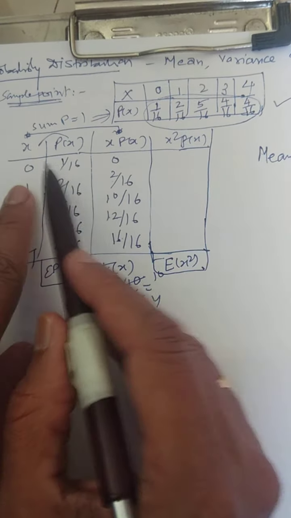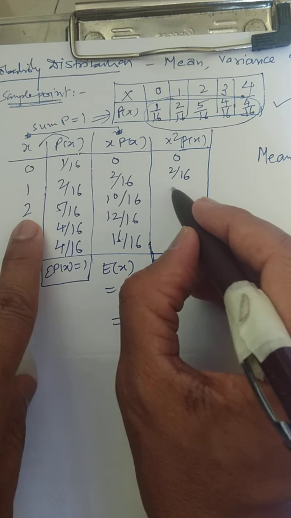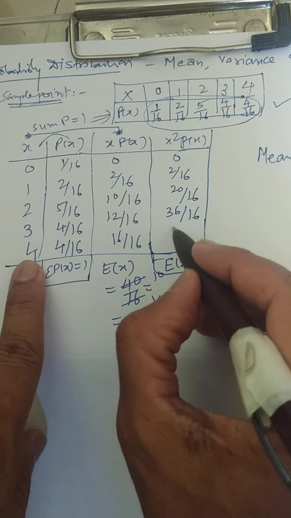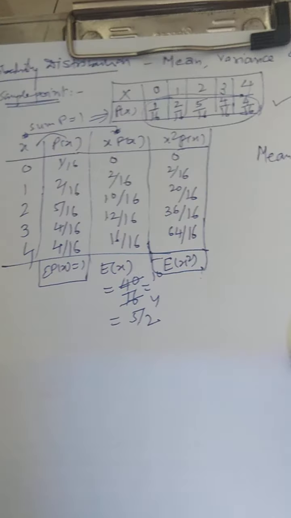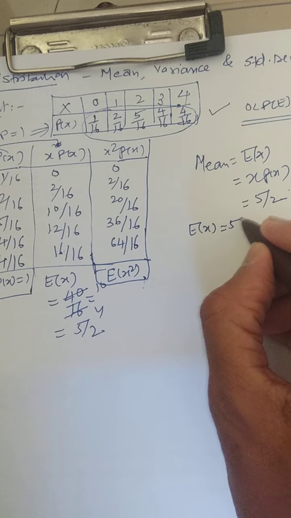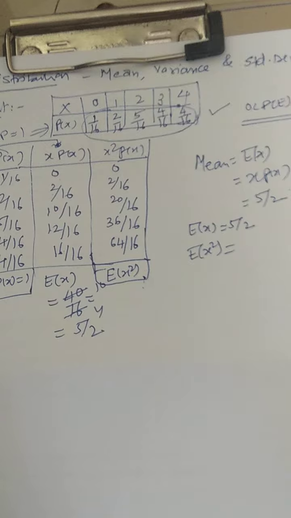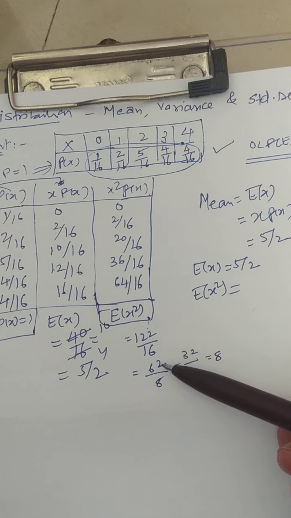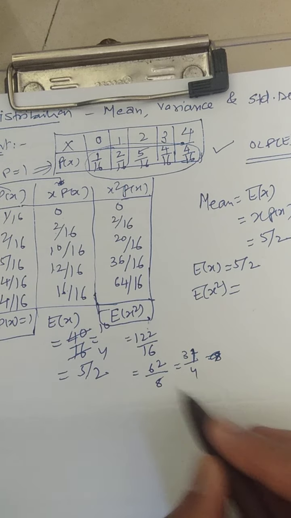So, if you multiply this 0 with 0, you are getting 0. Over here it will be 2 by 16, this is nothing but 20 by 16, this is nothing but 36 by 16, and this is nothing but 64 by 16. Okay. Now you are aware of one thing. What is the value of E of x? E of x is known to you, it is 5 by 2, called the mean. Now similarly try to find out E of x square. So if you calculate this sum, it is 122 by 16, reduced to 62 by 8, which can be reduced to 31 by 4. This is the value of E of x square.